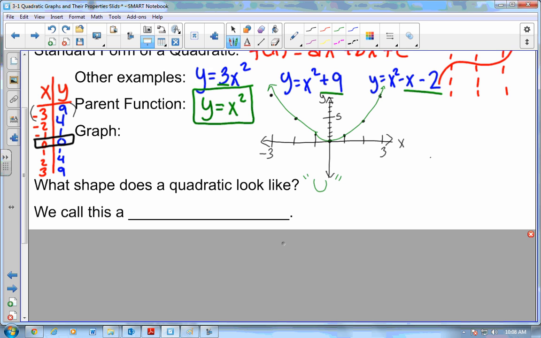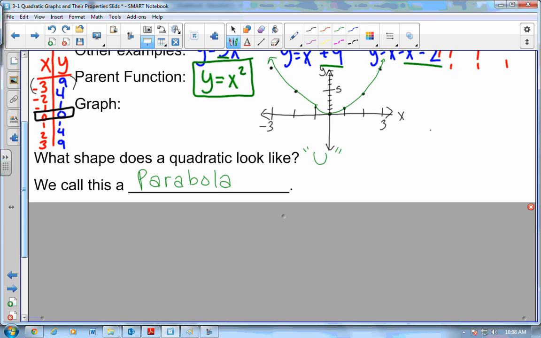Okay, we call this U a special name. Has anyone been introduced to this before? Do you know what it's called? Well, it's non-linear, that's true. It starts with a P. We have a fancy word for it. It's called a parabola. Have you heard of that before? Okay, good. Parabola.